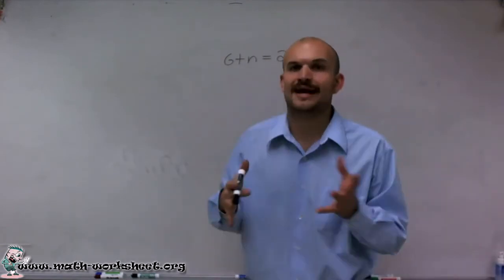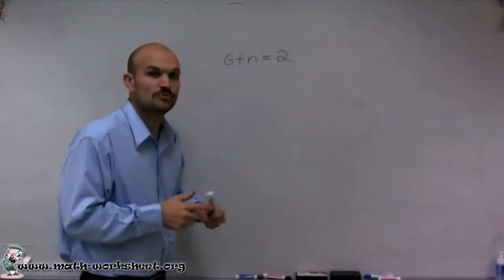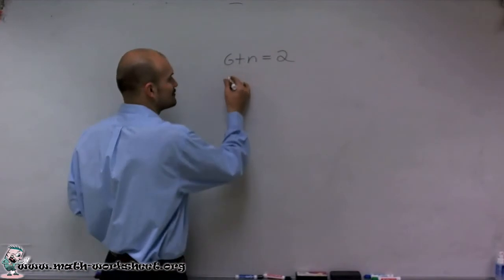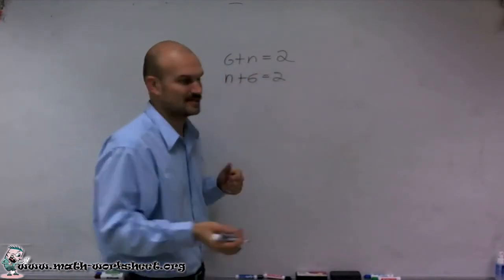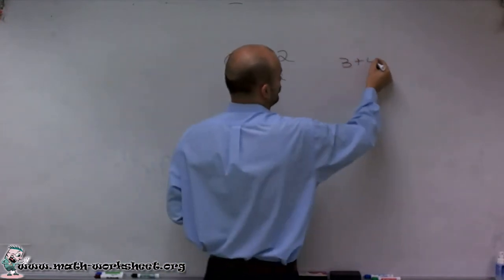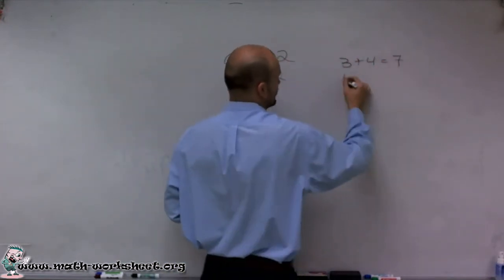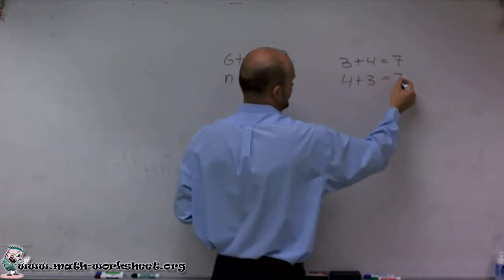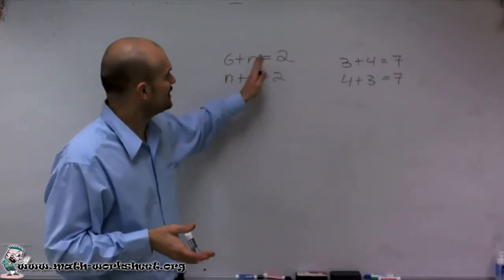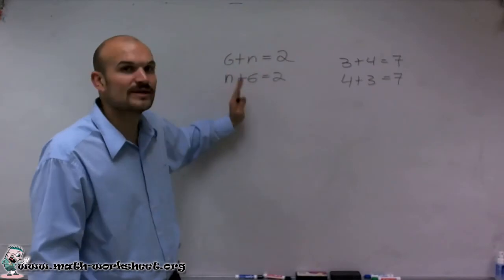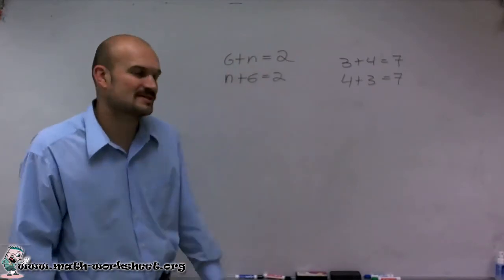What we can do to help us out is use the commutative property of addition and rewrite this problem as n plus 6 equals 2. The reason I can do this is simple. 3 plus 4 we know is equal to 7, as well as 4 plus 3 equals 7. Right? So in addition, order does not matter. So I can rewrite this expression so it might make a little more sense.